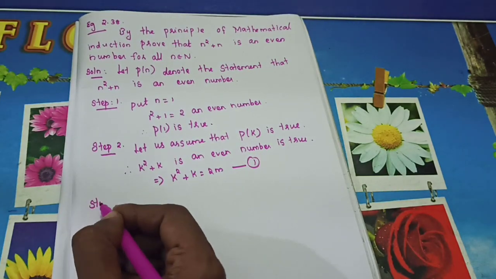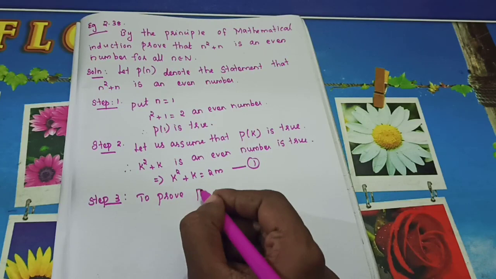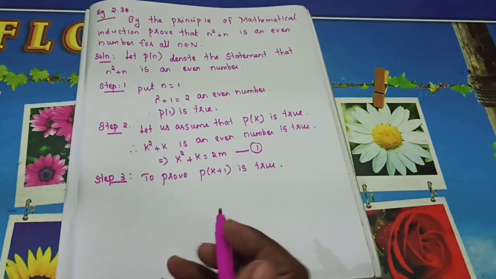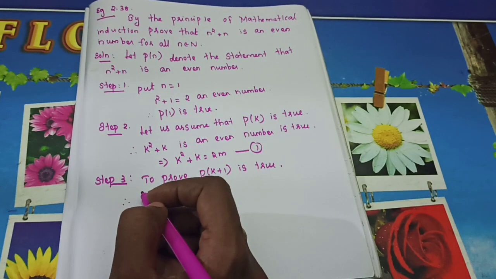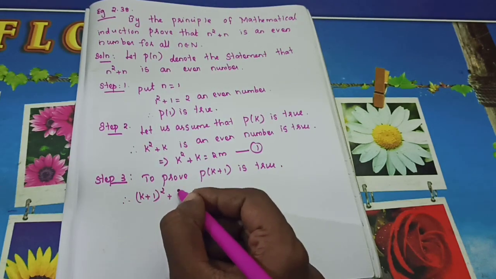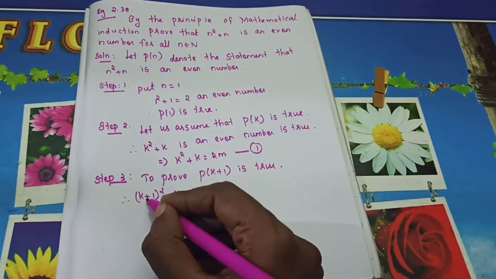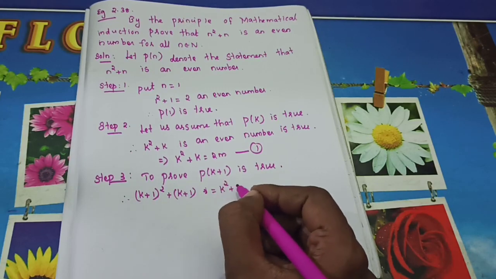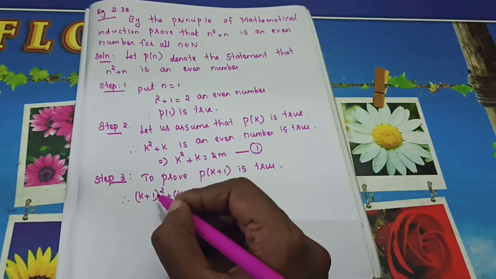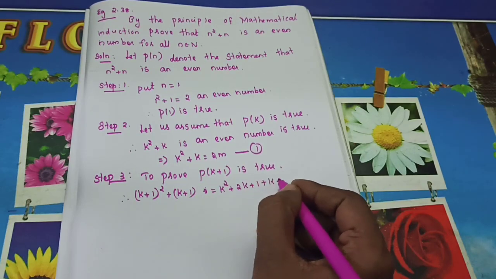Now in step 3, what will you prove? To prove P of k plus 1 is true. In the place of k, what do you need to substitute? K plus 1. So k plus 1 the whole square plus k plus 1 is an even number, you need to prove. Simplify: a plus b the whole square means a square plus 2ab plus b square. So k plus 1 the whole square means k square plus 2k plus 1, plus k plus 1.